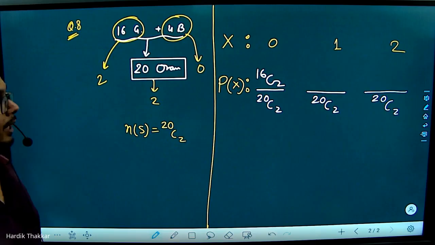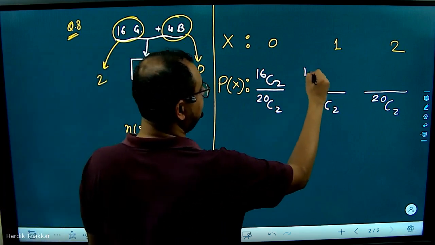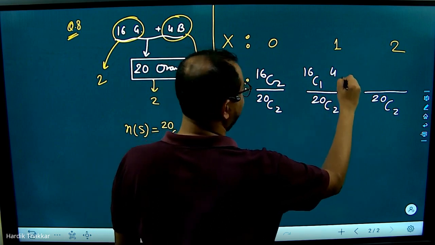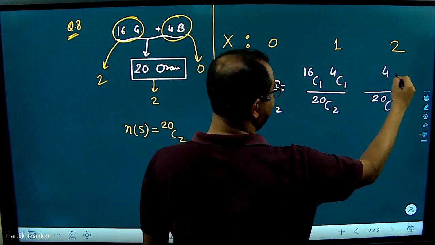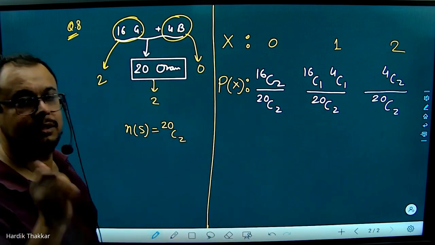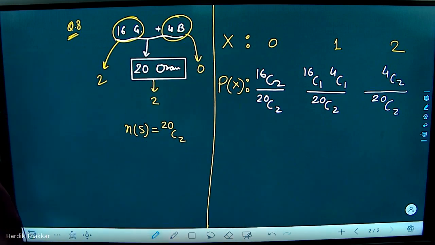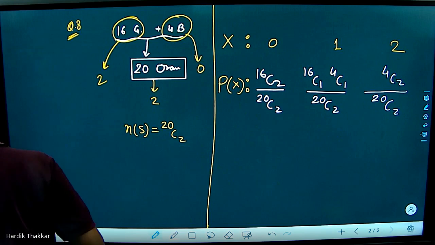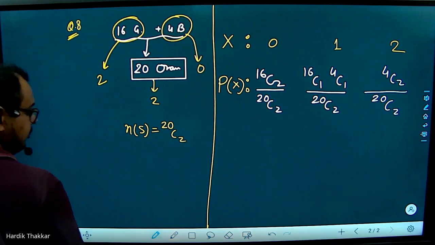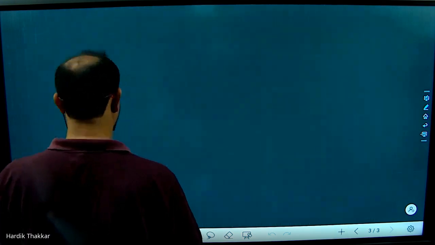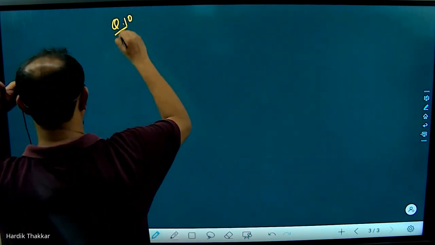Yes, sir. Okay. Now the next part, one bad orange is selected. So out of 16, we must have one orange, and out of 4, we must have one. Now two bad oranges selected, so it will be 4C2, correct? Yes, sir. Okay. Further, you can solve this expression and cross-check your answer. So can we move to the next question? Yes, sir. Okay. So just read question number 10.